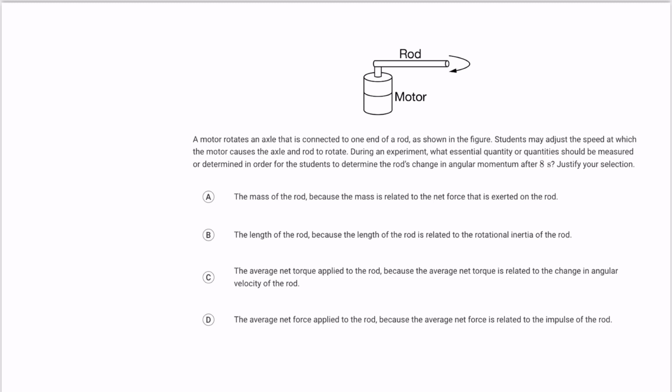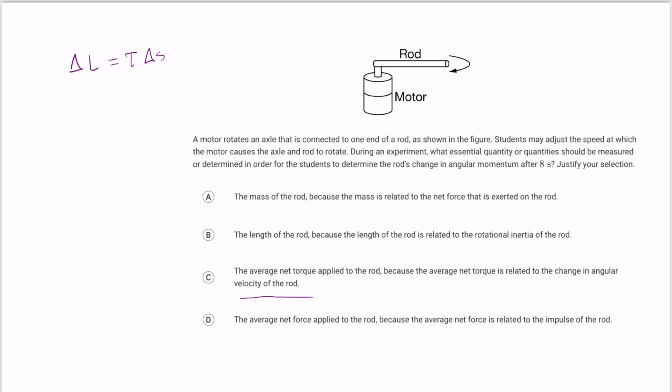All right, so with this problem, before I even look at the answer choices, I'm going to write down the force or the torque impulse relation, as I call it. That's going to be change in angular momentum is equal to torque times time. All right, so we're given time and we want angular momentum. So my initial reaction is to say, well, if we could measure torque, that'd be great. And it looks like there is an answer choice that does say the average net torque applied to the rod.